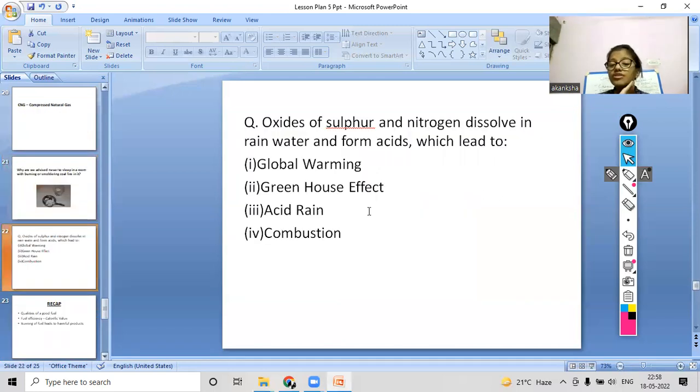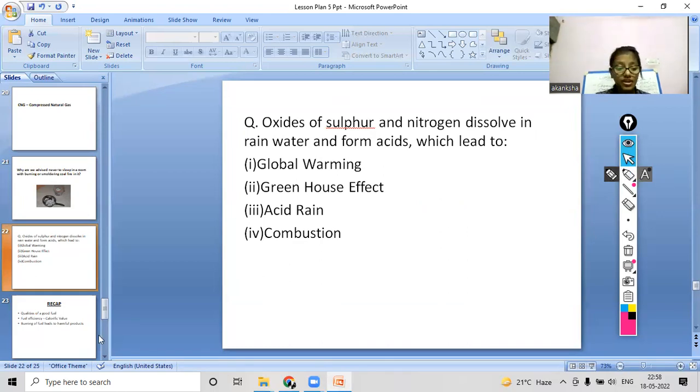Now coming to the question: oxides of sulfur and nitrogen dissolve in rainwater and form acid, which leads to what? Global warming, greenhouse effect, acid rain, or combustion? So now I will give you 5 seconds. You have to answer the question correctly and quickly. Yes, I'm getting the right responses. Yes, very good. So the right answer here is acid rain.